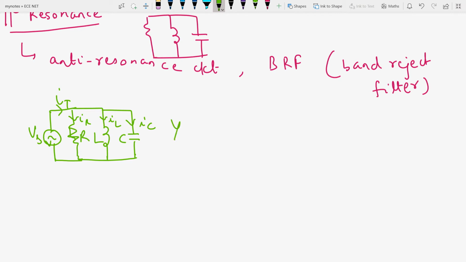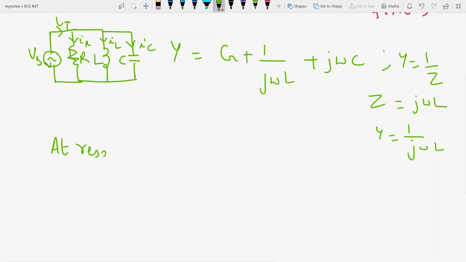Now the admittance is equal to G plus 1 by j omega L plus j omega C, because you know that admittance is the reciprocal of impedance. G is 1 by R. If the impedance is j omega L, then Y will be 1 upon j omega L. Now at resonance, you should know that Y is purely real.